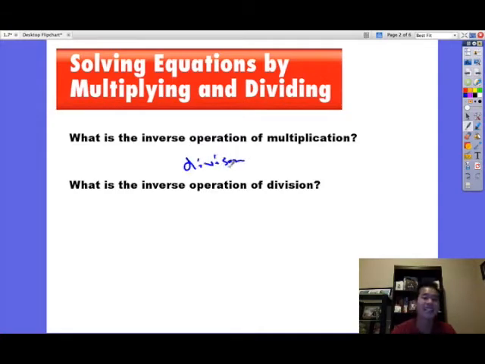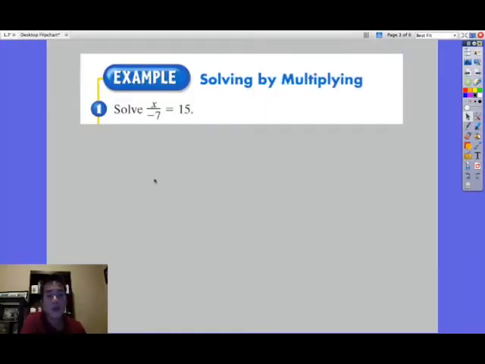So basically, anytime you have a variable that's being multiplied, to isolate the variable, you're going to have to divide. What's the inverse operation of division? Same thing, you're going to have to multiply. So here's my first problem. I get x in the numerator divided by negative 7 is equal to 15.